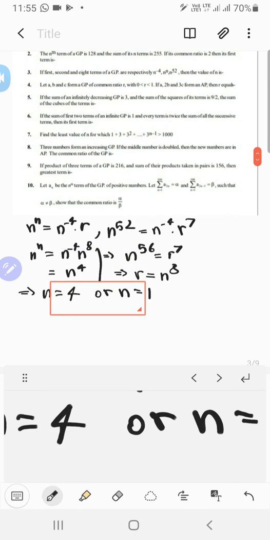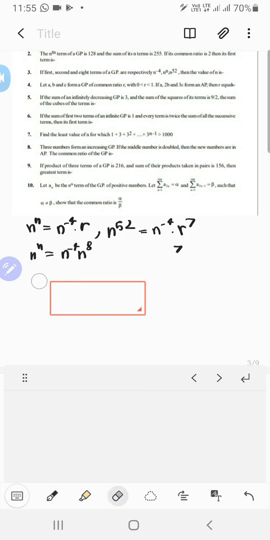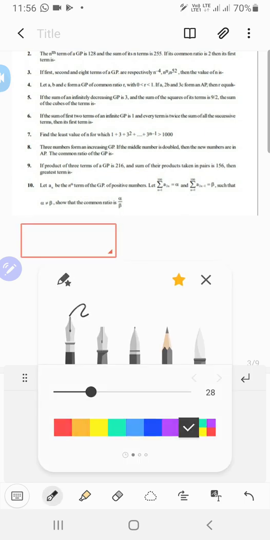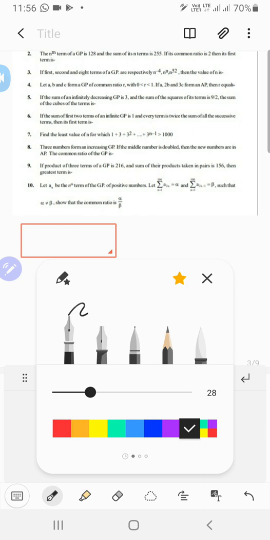Okay, let's move on to the fourth question. Let A, B, C form a GP of common ratio r with 0 less than r less than 1. Oh, that's nice. So it's a decreasing GP. If A, 2B and 3C form an AP, then r is equal to, okay, let's do this.